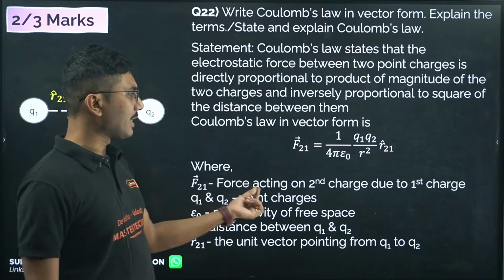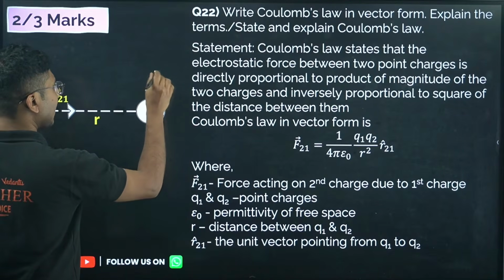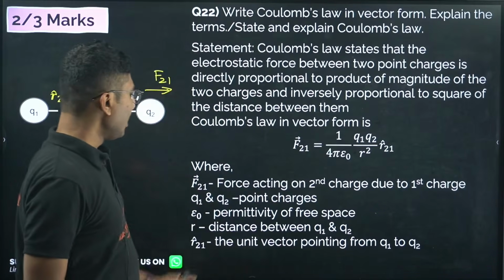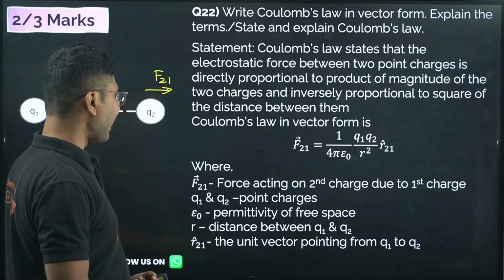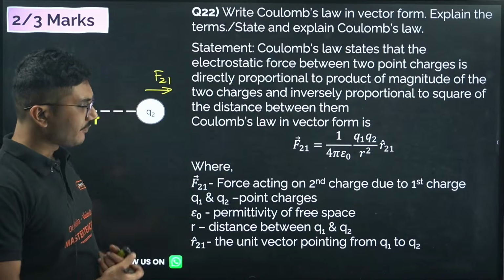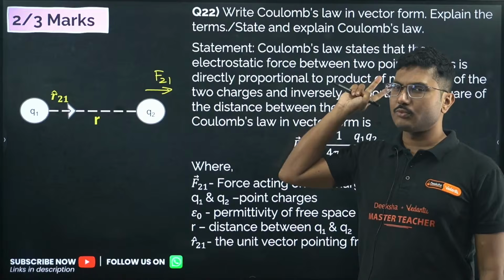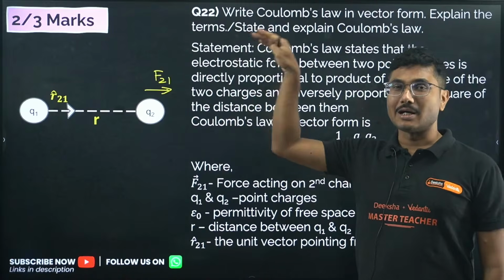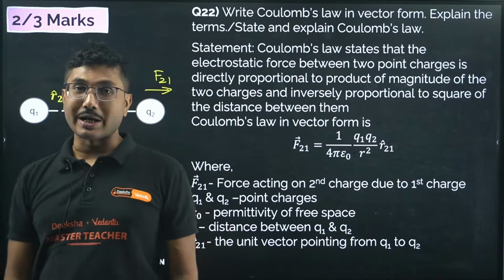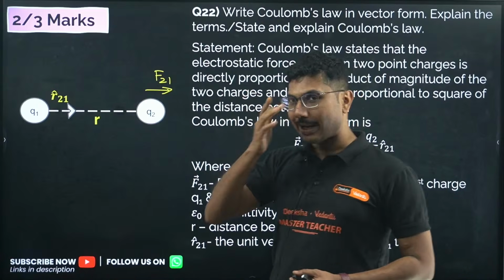So F21 is the force acting on the second charge due to the first charge. Okay, q1 and q2 are the charges. Epsilon naught is the permittivity of free space, r is the distance between these two charges, and r21 cap is the unit vector pointing from q1 to q2. Now remember that if the question asked is the vector form of Coulomb's law, the diagram is compulsory. Without the diagram, some paper checkers may not give you any marks. So make sure you have a look at this diagram and practice it.